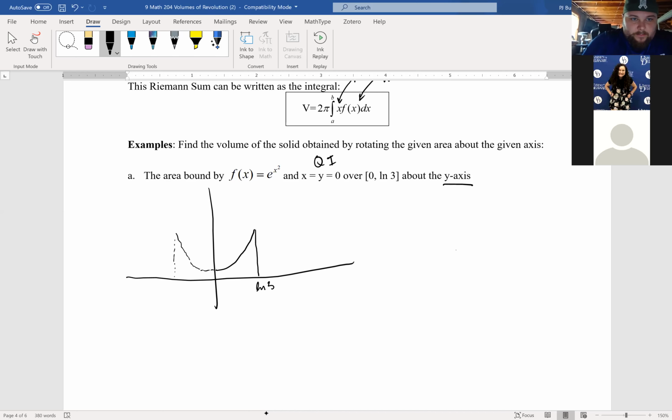Okay. So again, I want to take a slice, do the same thing on the other side. And if I connect it, I should see that it looks like a cylindrical shell. And we know that the volume for a shell is 2 pi integral. They told us to go from 0 to natural log 3.